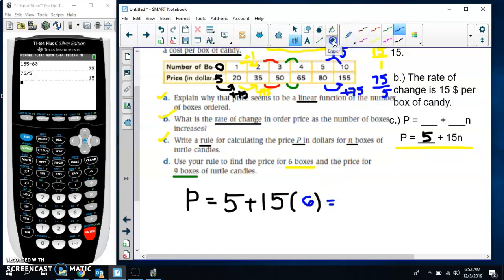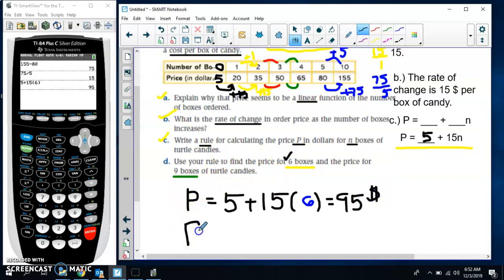And we would just do this in the calculator. All right, so I have a calculator right here, so let's just make it happen. So let's plug that in. So we have 5 plus 15, 6, enter, and we get $95. All right, so that's our first answer.